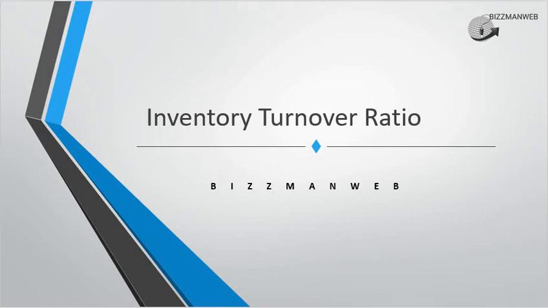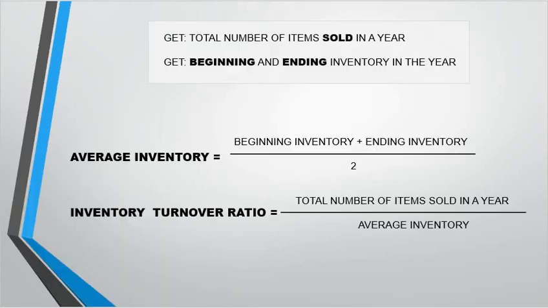So today we are going to discuss what we mean by inventory turnover ratio. It is a very important factor for every organization to know its inventory turnover ratio. To derive the inventory turnover ratio, what we need is the total number of items sold in a year. So it is the total sales for the period, for a year, and the average inventory.